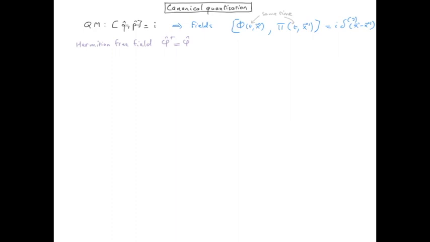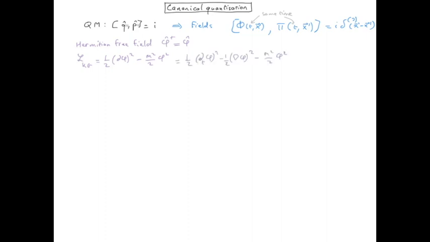So let's see how it works for the case of a Hermitian free field, which in classical field theory just means that we have a real field. So phi is equal to phi star. Now that we have operators, this means the phi operator is equal to its Hermitian conjugate. So we are looking at a free field, therefore its Lagrangian is given by the Klein-Gordon Lagrangian. And in order to work out the canonical conjugate, we need to expand the covariant derivative in terms of its time and spatial components.